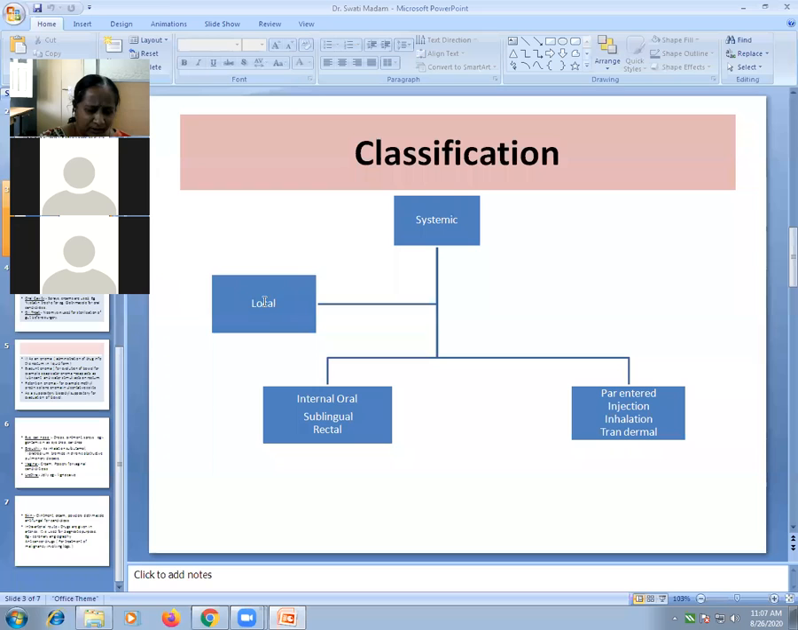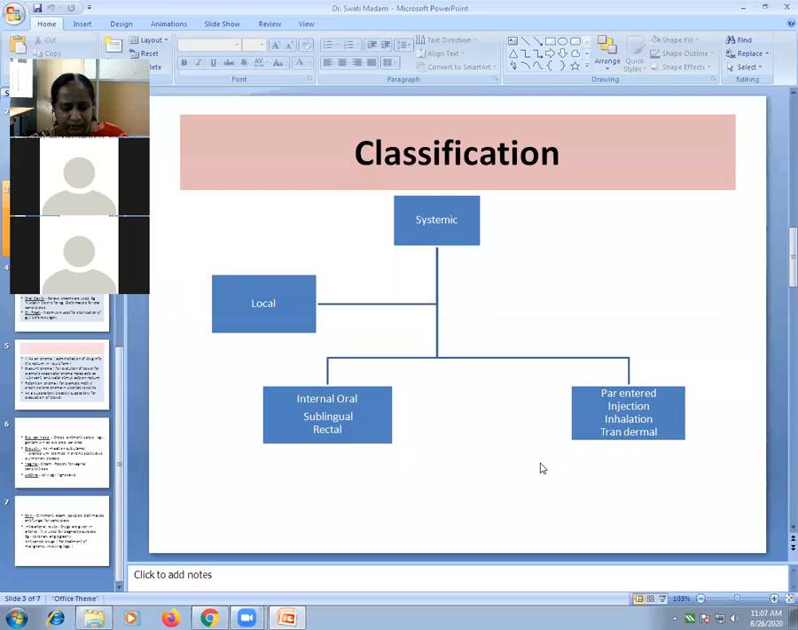After the local route, we will see systemic classification of route of administration. The systemic route is further classified into enteral and parenteral. In enteral, there are oral, sublingual and rectal routes. And in parenteral, there are injections, inhalations and transdermal patches. Now we will see the oral route.